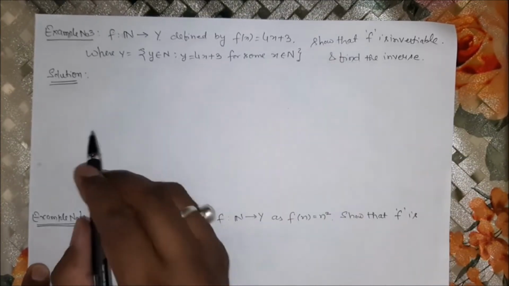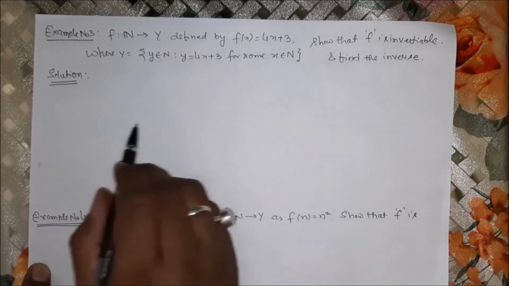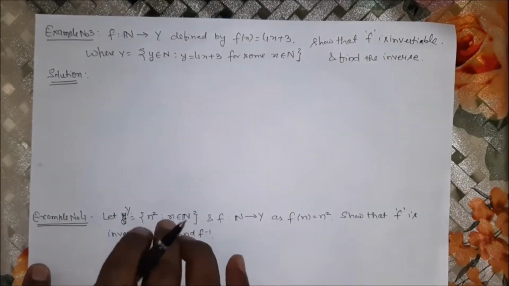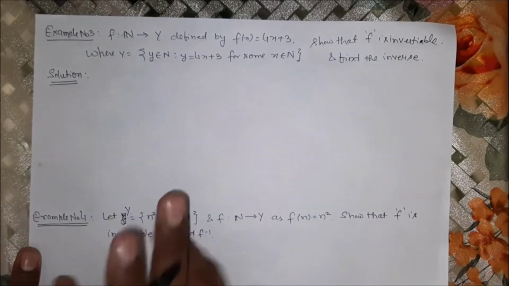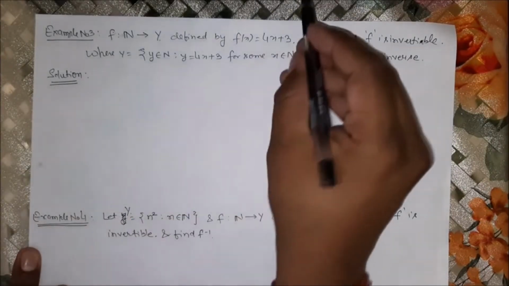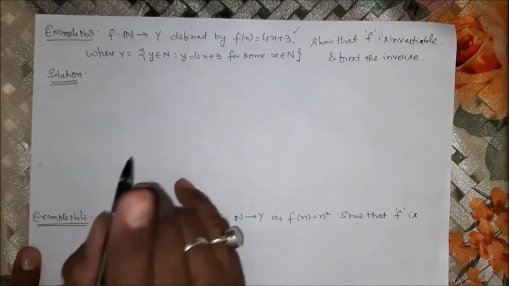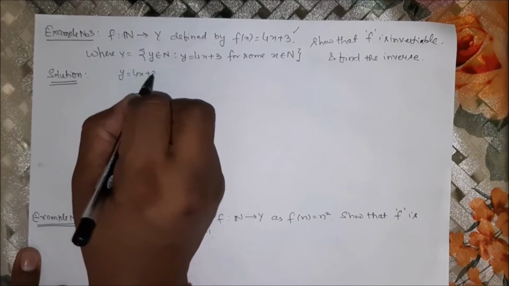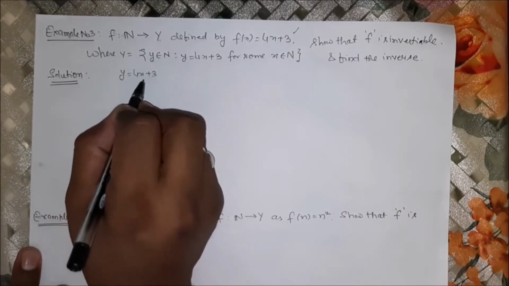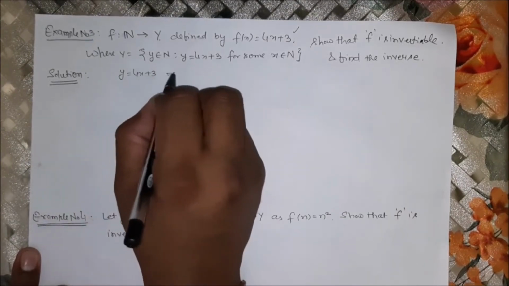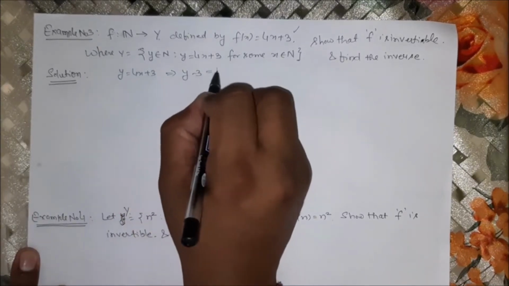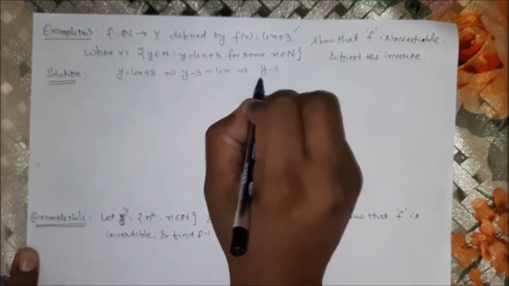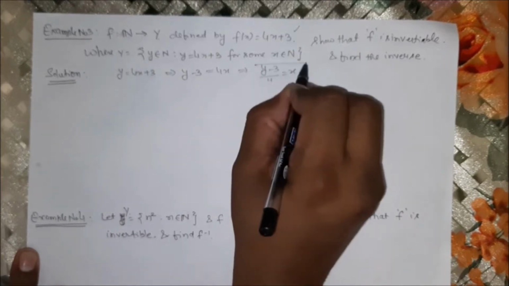Here we have to show that f is invertible, and if f is invertible, then we need to find the inverse. Now what we will do, first of all, we will consider the given function equal to y. Every time you will consider this equal to y. Say this is y equal to 4x plus 3. If you shift the 3 to the left hand side, you will get y minus 3 is equal to 4x. Shift 4, you will get (y minus 3) upon 4 equal to x.